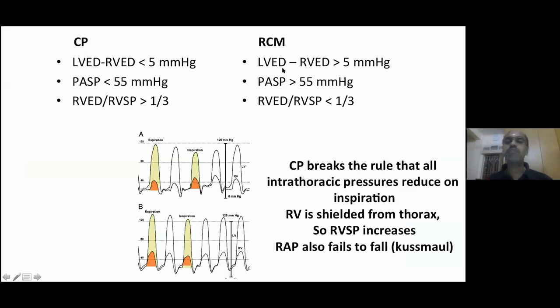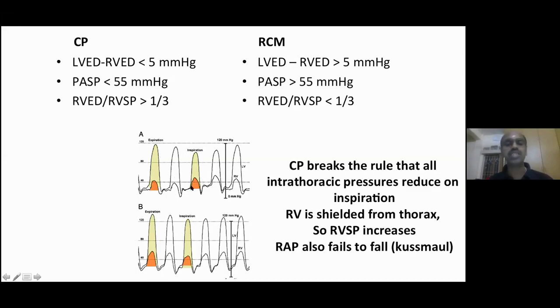In restrictive cardiomyopathy, LVED is much higher than RVED because the LV is the primary ventricle getting involved. Since the right ventricle is not involved much, the right ventricle continues to pump effectively, thereby leading on to pulmonary hypertension, and so the pulmonary artery pressure increases. The right ventricular end diastolic pressure is not so severely elevated like the LVEDP, so the RVED to RV systolic pressure ratio remains less than 1/3. This is what is called the systolic area ratio.